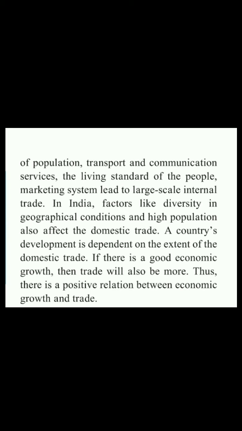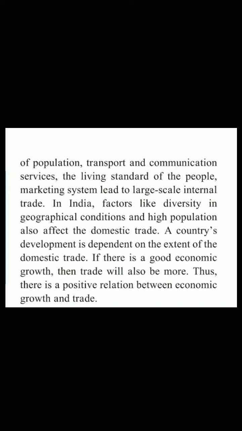is better. And also the marketing system. For one product we can see the advertisement. Let us say the example of toothpaste. There is a variety of toothpaste available in the market, and we can see they are marketed through advertisements on television, on radios, in news channels, in the newspaper, etc. So all this leads to large scale internal trade.